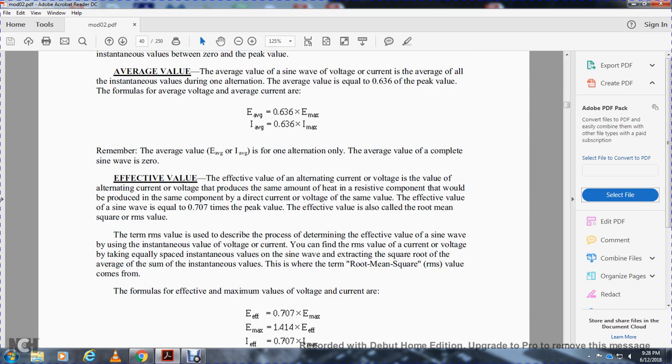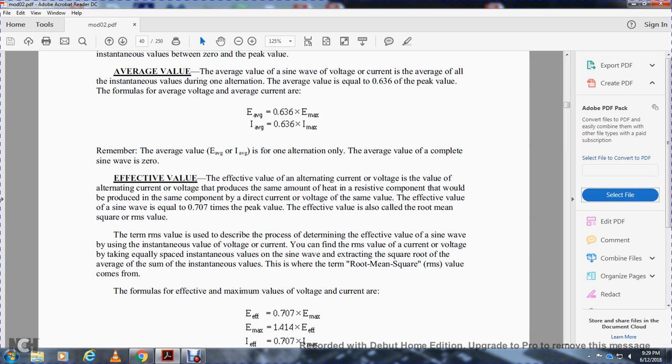The term root mean squared value is used to describe the process of determining the effective value of a sine wave using instantaneous voltage or current values. Taking equally spaced instantaneous values of the sine wave, squaring them, averaging the sum, and extracting the square root gives the root mean square value. Effective voltage is equal to 0.707 times the voltage max.